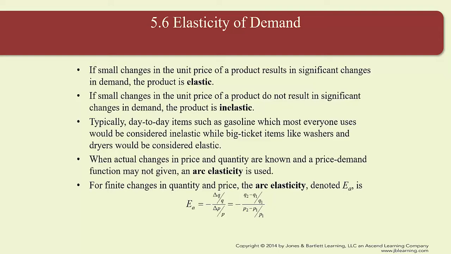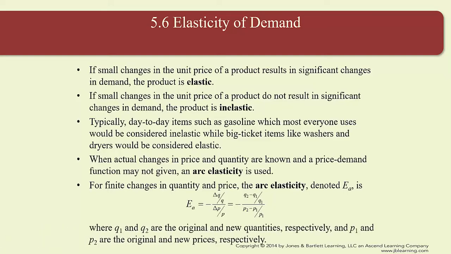Notice it's the opposite of the change in Q over Q, all that divided by the change in P over P. Or in other words, it's the opposite of Q2 minus Q1 over Q1, and then all of that over P sub 2 minus P sub 1 over P sub 1. And here Q1 and Q2 are the original and new quantities, respectively. P1 and P2 are the original and new prices, respectively.